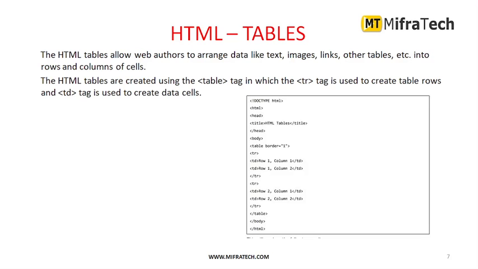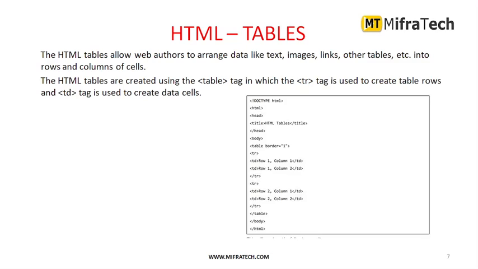Next we come to HTML tables. HTML tables allow web authors to arrange data like text, images, links and other tables into rows and columns of cells. HTML tables are created using the table tag, in which the tr tag is used to create table rows and the td tag is used to create data cells, or table data.